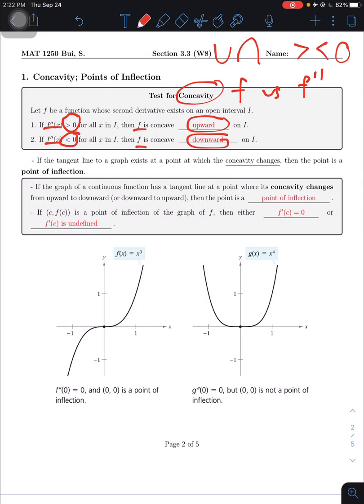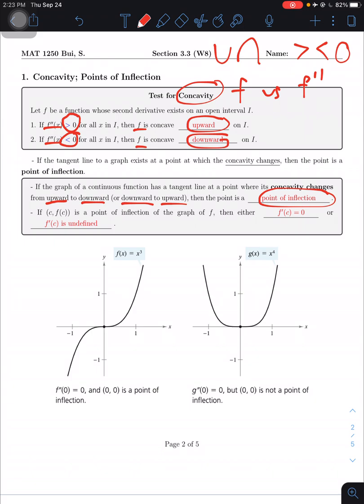If the tangent line to the graph exists at the point at which the concavity changes, you're going to see it in a second when we look at the two pictures right below, then we call that point the point of inflection. If the graph of a continuous function has a tangent line at a point where its concavity changes from upward to downward, then that is a point of inflection. And in the other scenario, if it changes from downward to upward, it's also called a point of inflection, or the inflection point.